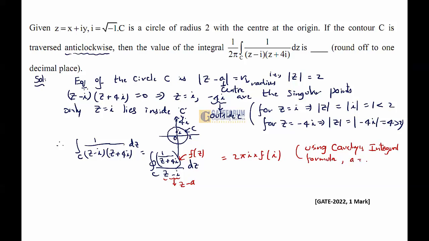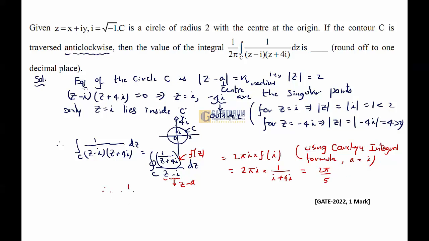a is equal to i. So this is f of i, meaning in f of z put z is equal to i. So 2 pi i into 1 by i plus 4i, that is 5i. So i cancels, giving 2 pi by 5. Okay.